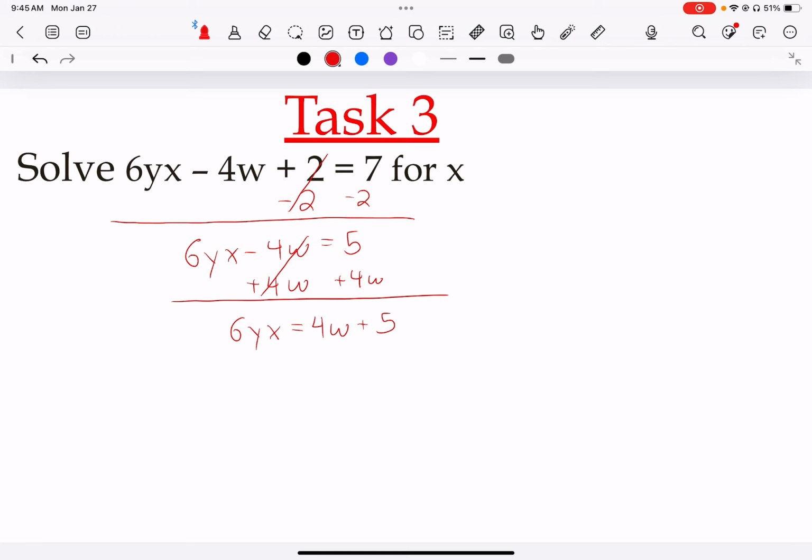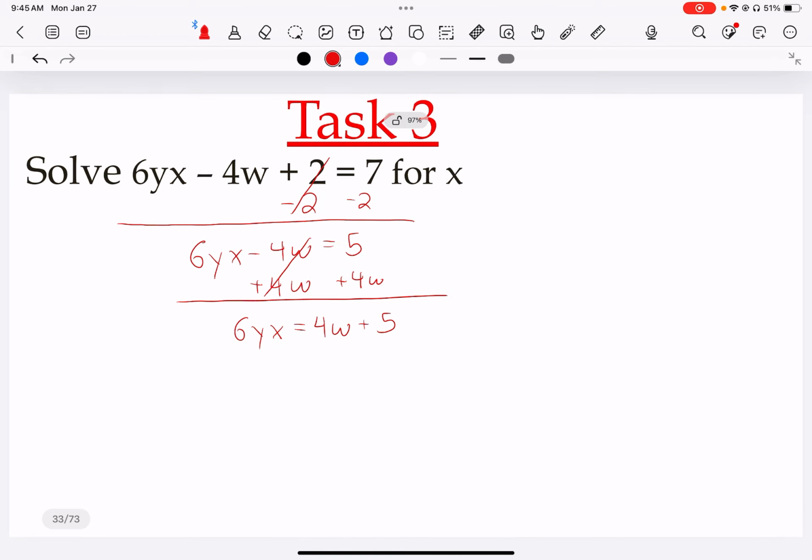Now I have to get rid of the 6y. Since 6y is just a number, even though it's two different parts, a number and a variable, it's still one singular number if I multiply them. So I'm going to divide everything by 6y. The 6's cancel out, the y's cancel out, so I'm just left with x. Now 4w over 6y, I can't simplify that, and 5 over 6y can't be simplified, so I can write it as one singular fraction. 4w plus 5 over 6y.